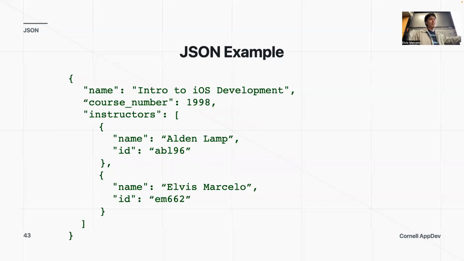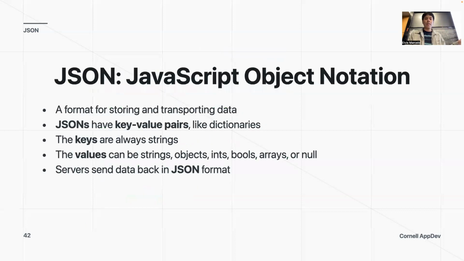In this case, the keys are name, course number, instructors, all those things to the left of the colon, and they're always going to be strings. And the values on the right side are always going to be some kind of object. They could either be strings, bools, arrays, or null. And those are the only kinds of values that they could hold.